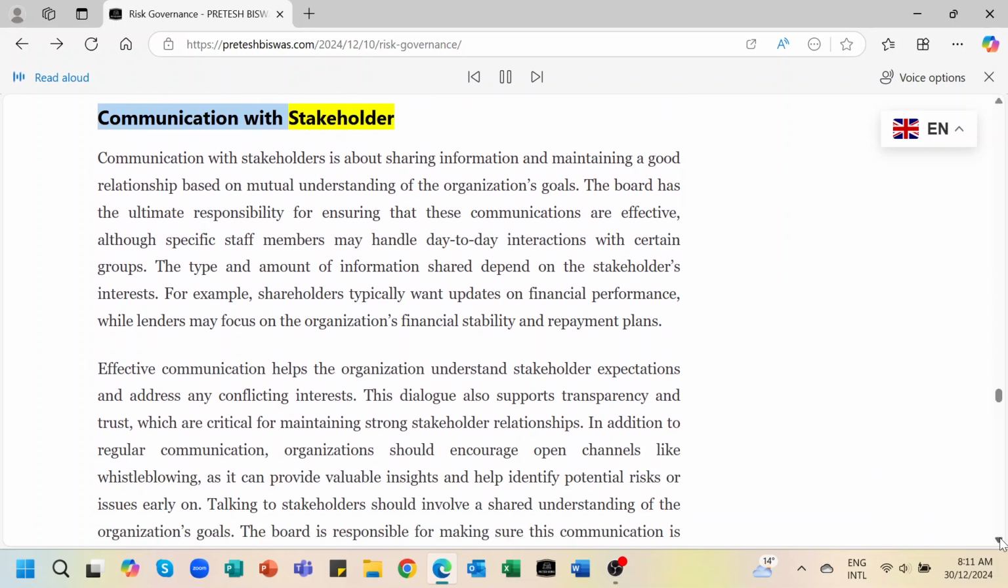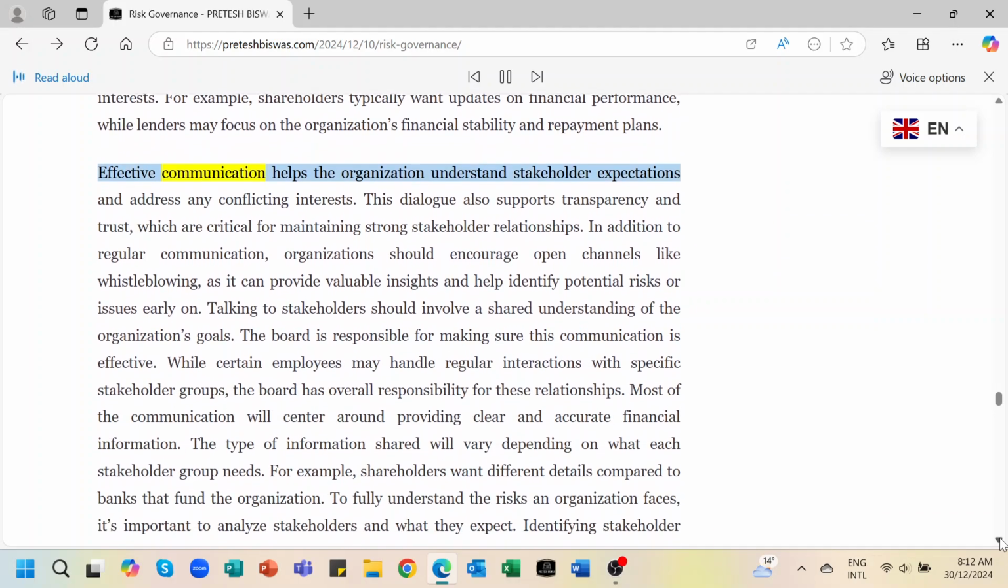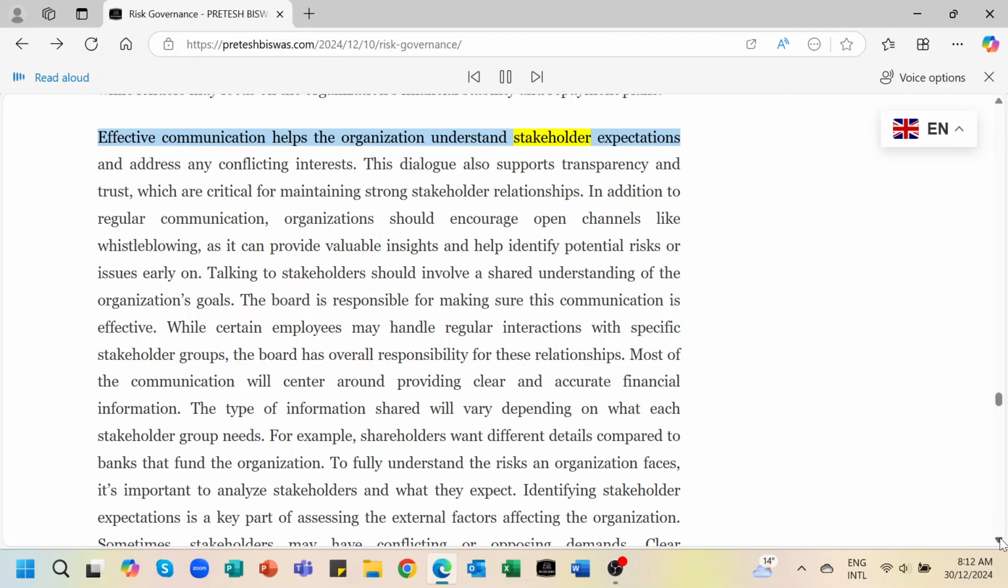Communication with stakeholders. Communication with stakeholders is about sharing information and maintaining a good relationship based on mutual understanding of the organization's goals. The board has the ultimate responsibility for ensuring that these communications are effective, although specific staff members may handle day-to-day interactions with certain groups. The type and amount of information shared depend on the stakeholders' interests. For example, shareholders typically want updates on financial performance, while lenders may focus on the organization's financial stability and repayment plans. Effective communication helps the organization understand stakeholder expectations and address any conflicting interests.